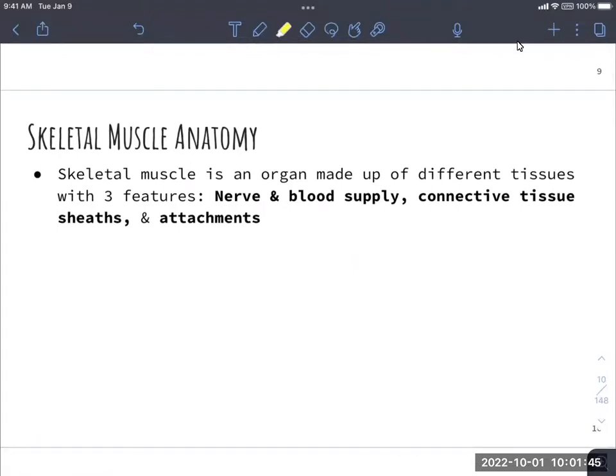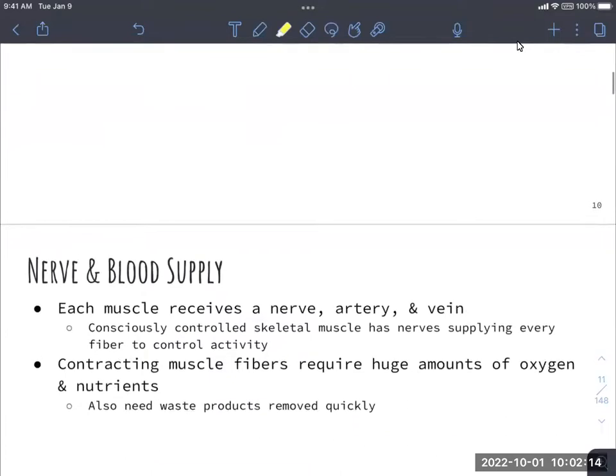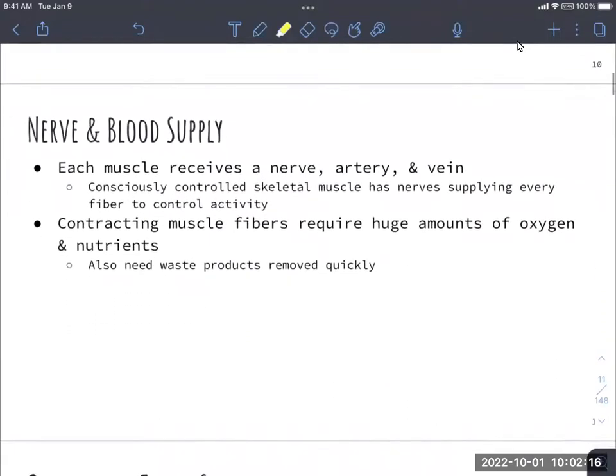So just like anything else in the body, our skeletal muscle needs nerves, because nerves are going to tell our muscles what to do. They need blood supply. They need lots of nutrients. They need lots of oxygen to move and to produce that ATP, that energy, so they can move. They have connective tissue sheaths, and then they have to attach somewhere. Just like bone, every muscle will have a nerve, an artery, and a vein.